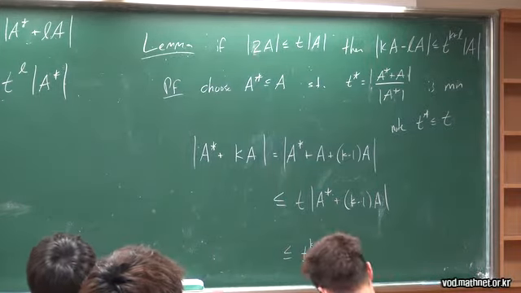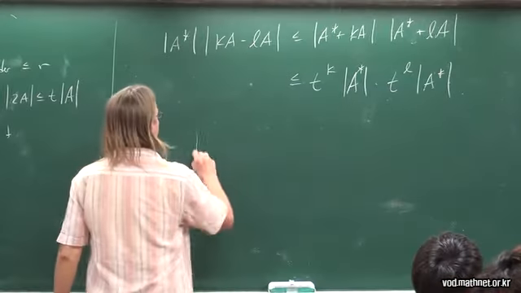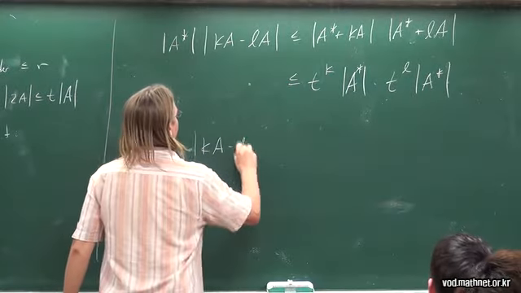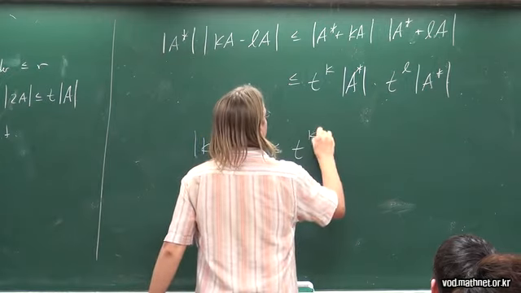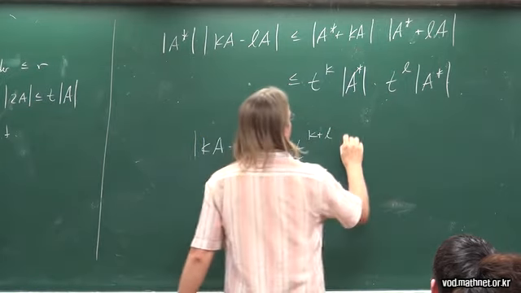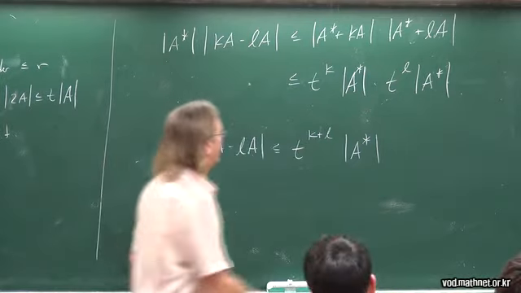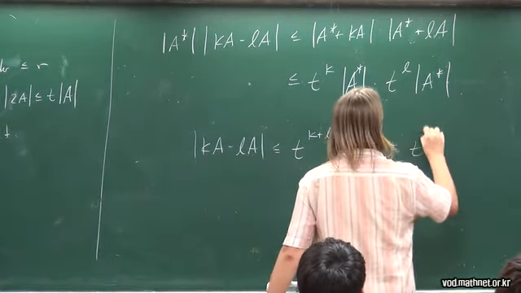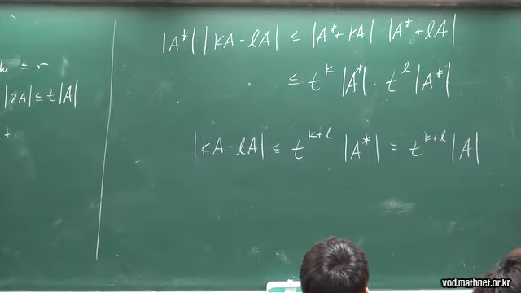So what have I got? Now I can cross off a factor of the size of A star here. So what I get is that k times A minus L times A is at most T to the k plus L times the size of A star, and that's at most T to the k plus L times the size of A, because A star is just a subset of A. And that's what I was aiming for.